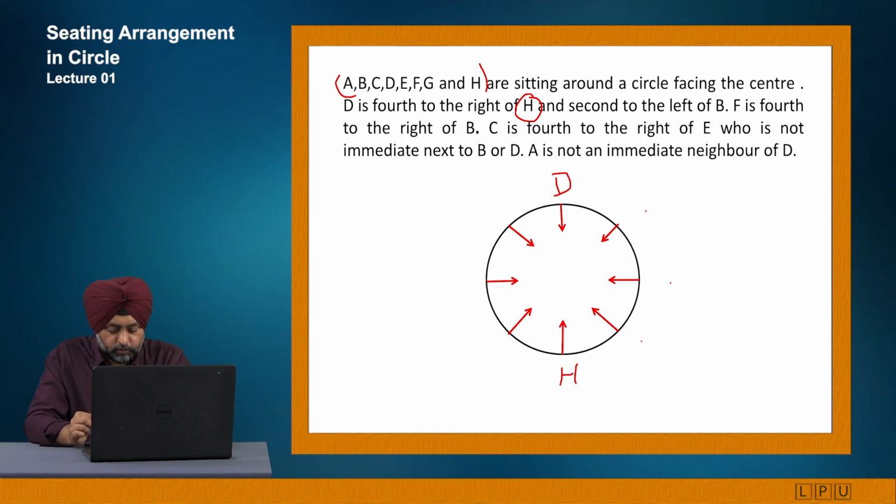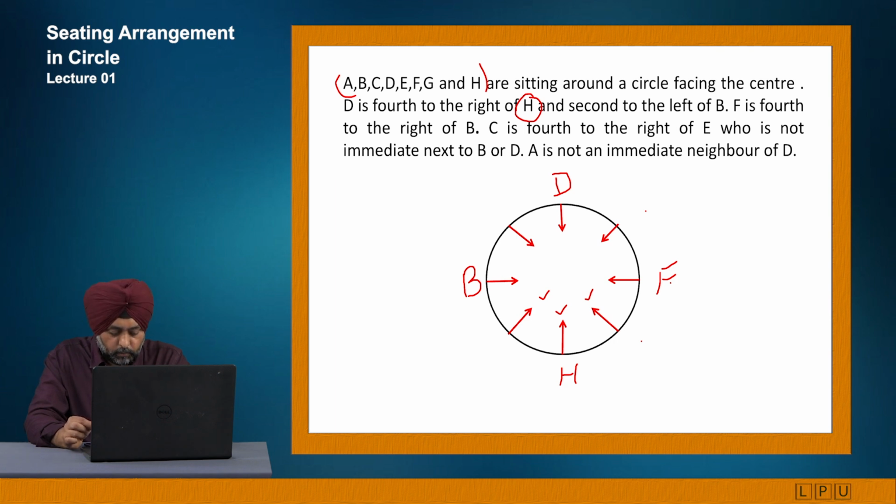And second to the left of B, that again has come for D only. Second to the left of B, so B will come here. F is fourth to the right of B. From B we have to go right, that is anti-clockwise: first, second, third and fourth. So F will come here. C is fourth to the right of E, we don't know the position of E yet.